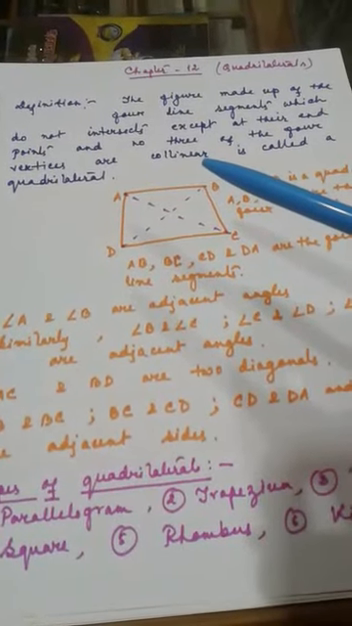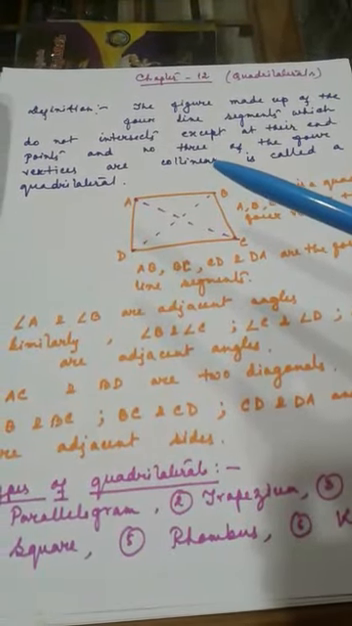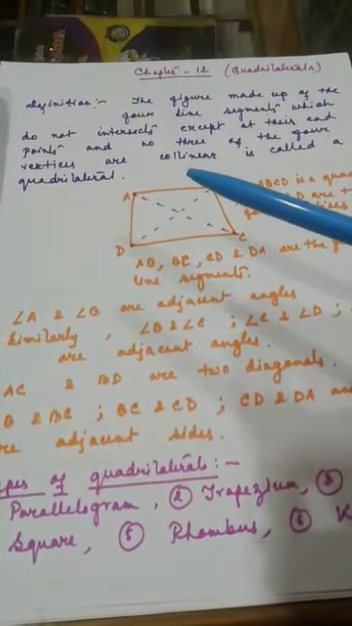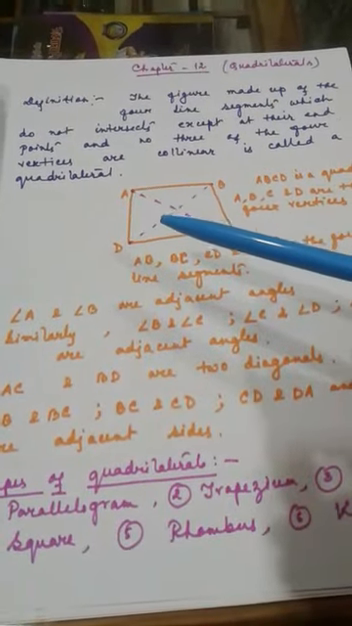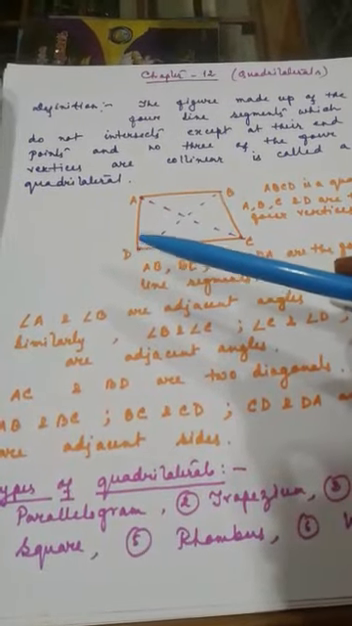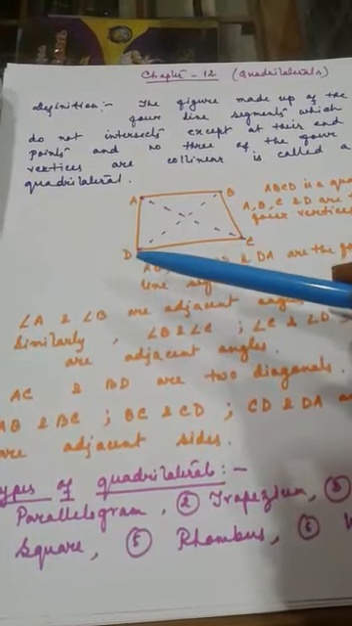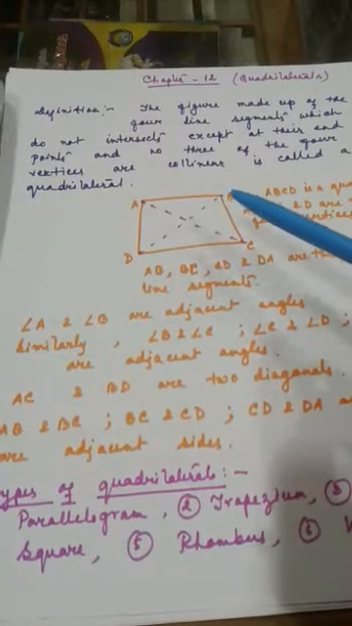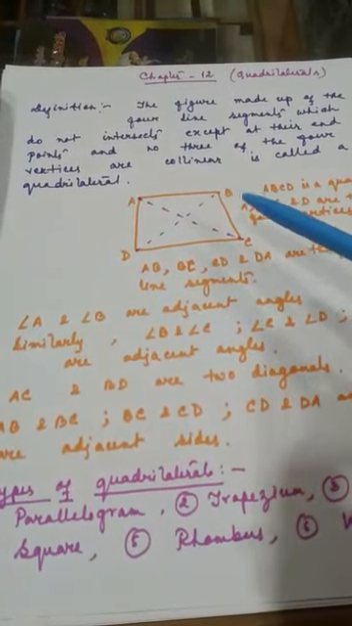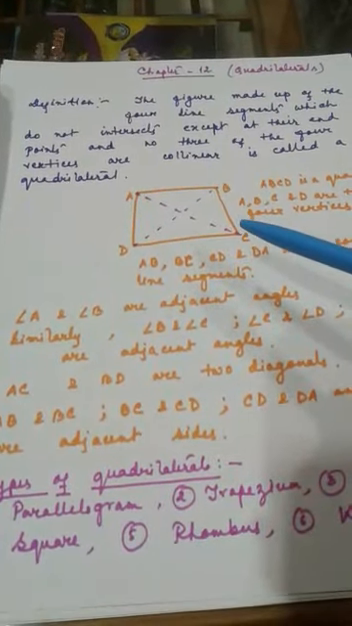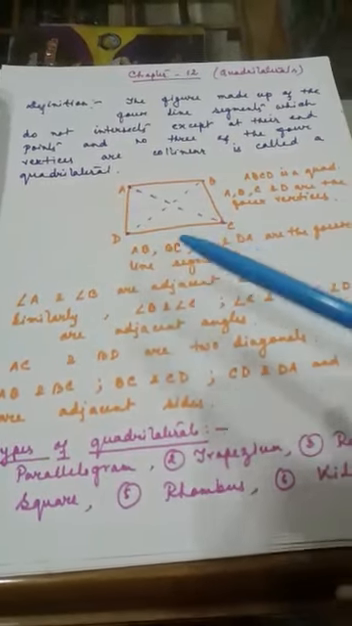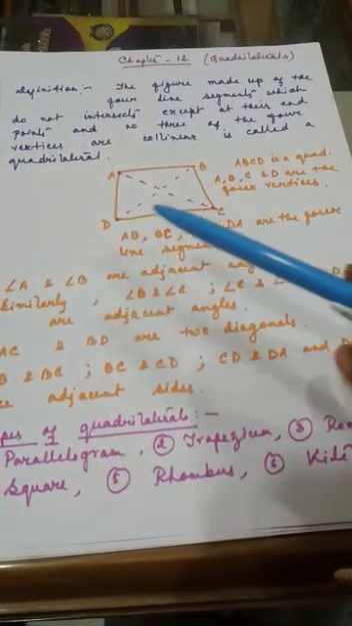What do you know by collinear points? Collinear points are those points which are lying on the same line. Like A and D, these 2 points are lying on the line segment AD. A and B, these 2 points are lying on the line segment AB. B and C, these 2 points are lying on the line segment BC, and C and D, these 2 points are lying on the line segment CD.